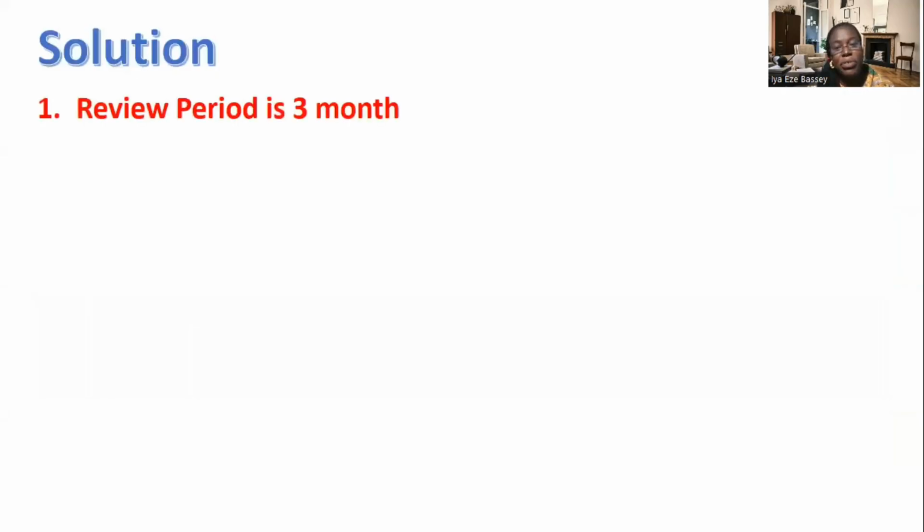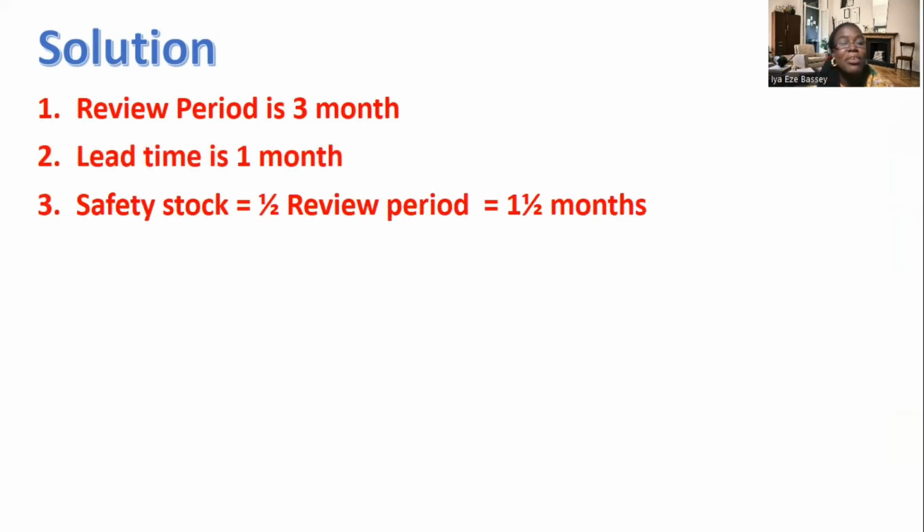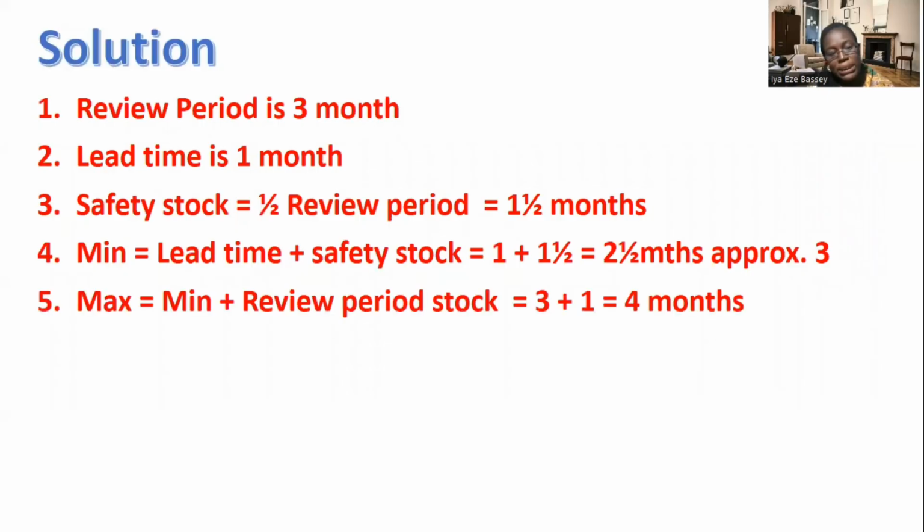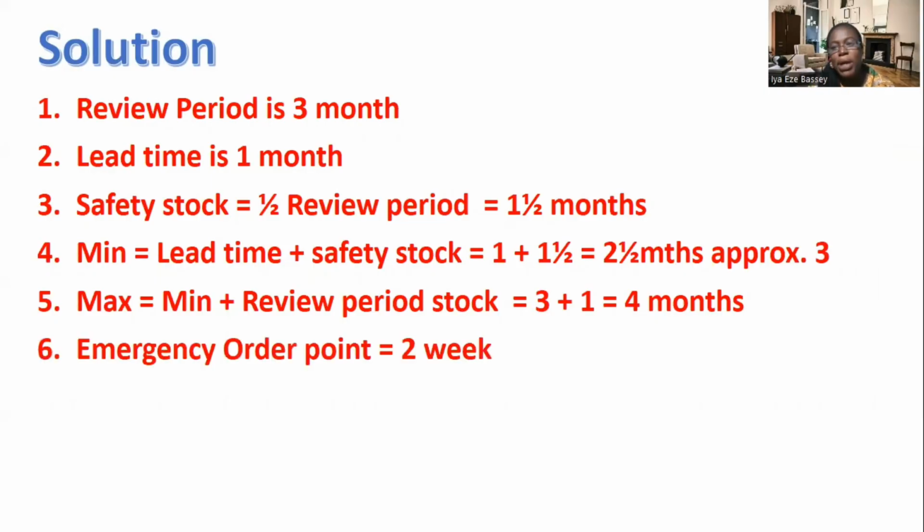So what is our review period? Quarterly, 3 months. Lead time, 1 month. Safety stock, half of the review period, that's 1.5 months. Your minimum will be your lead time, 1 month, plus your safety stock, 1.5 months, to give you 2.5 months. We like being conservative. We round it up to 3 months. Your max will now be your min plus your review period stock, which is about 3 plus 1 month. That will give you 4 months. Your emergency order point will be about 2 weeks, since it takes your own truck to go there, get the necessary approvals, and come back in 2 weeks. So we choose an emergency order point of 2 weeks.